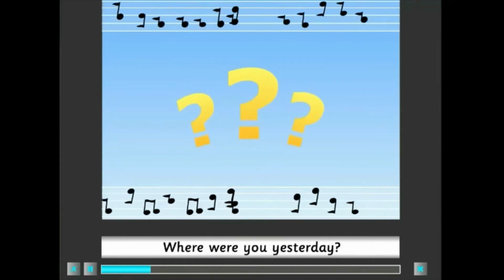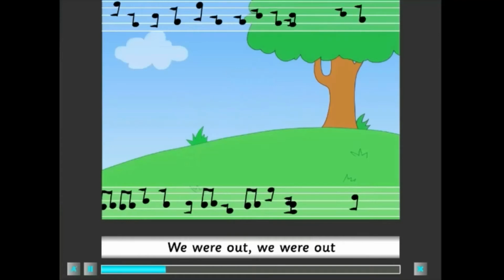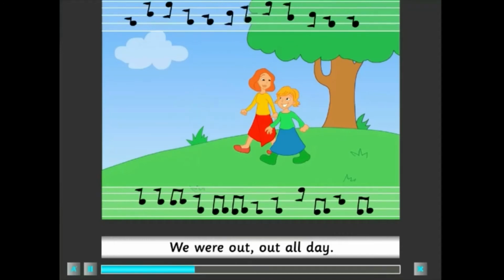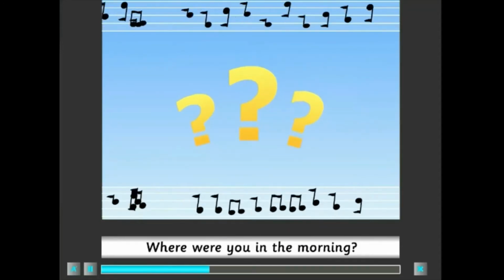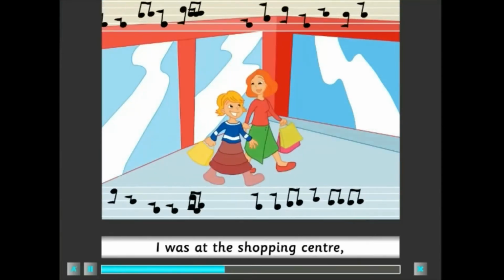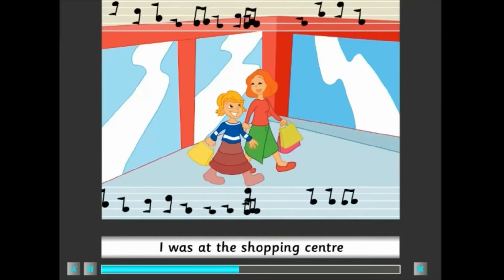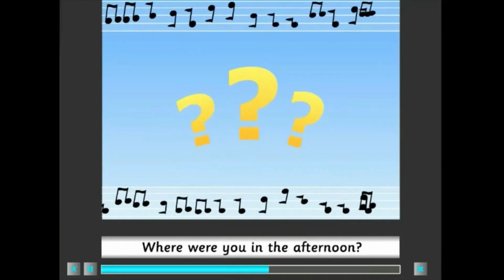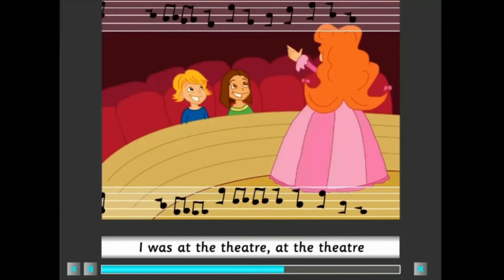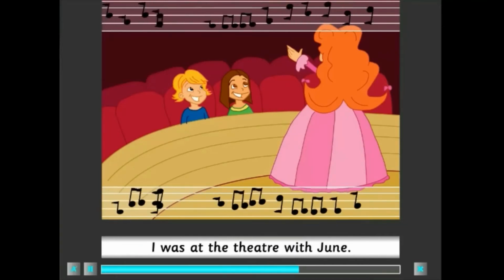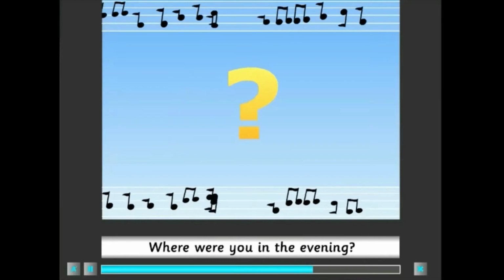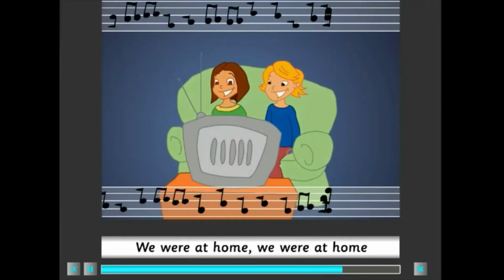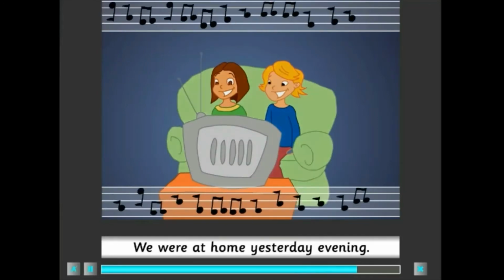Where were you yesterday? We were out, we were out, we were out, out all day. Where were you in the morning? I was at the shopping center, at the shopping center. I was at the shopping center yesterday morning. Where were you in the afternoon? I was at the theater, at the theater. I was at the theater with June. Where were you in the evening? We were at home, we were at home. We were at home yesterday evening.